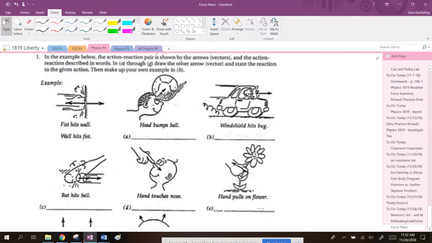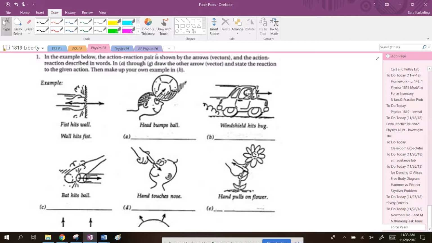All right, so let's look at the one labeled B. It says windshield hits bug. That's the example I gave you before. Windshield hits bug. What's the force pair that goes with that? Bug hits windshield. We talked about that one. C, bat hits ball.